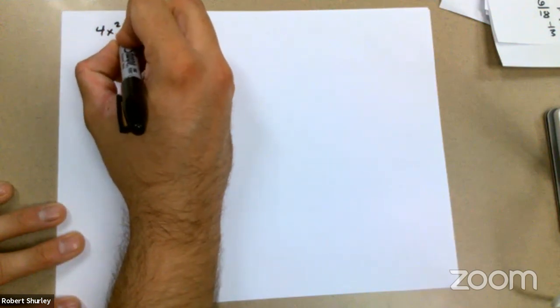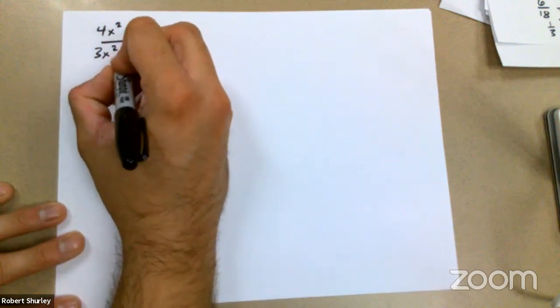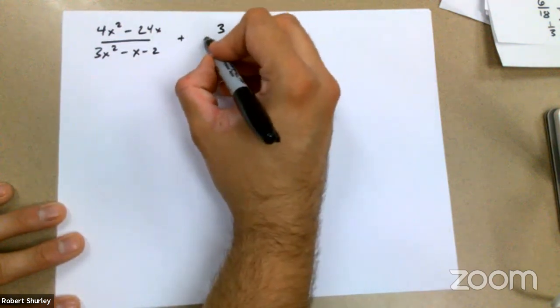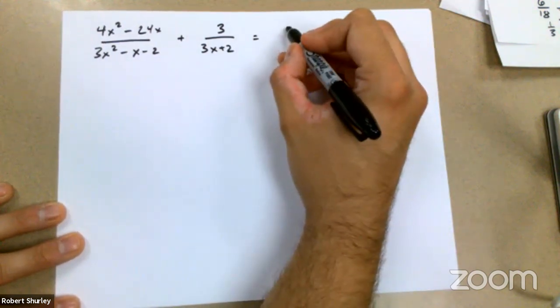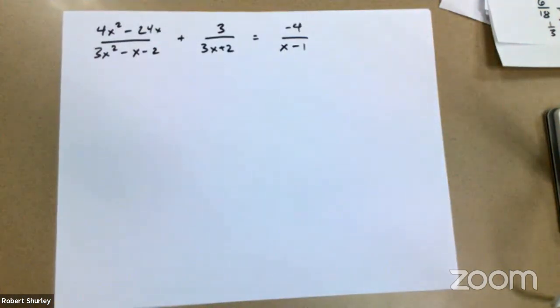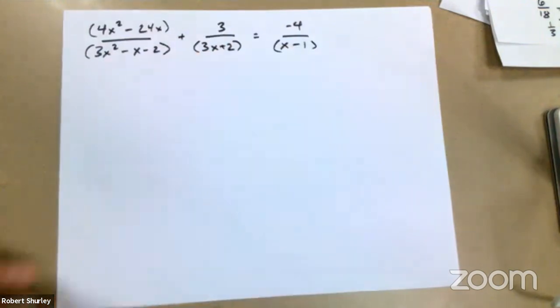4x squared minus 24x over 3x squared minus x minus 2, plus 3 over 3x plus 2, equals negative 4 over x minus 1. Man, I got to be careful to get this written down correctly. So 4x squared minus 24x over 3x squared minus x minus 2, plus 3 over 3x plus 2, equals negative 4 over x minus 1. Oh, Lord. So I'm going to put parentheses around everything that's a binomial or trinomial for this one.